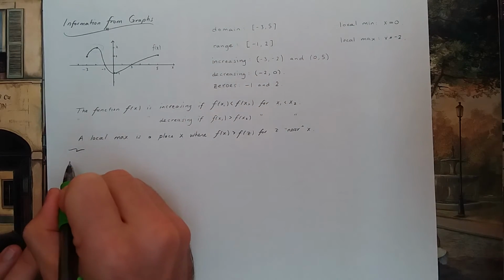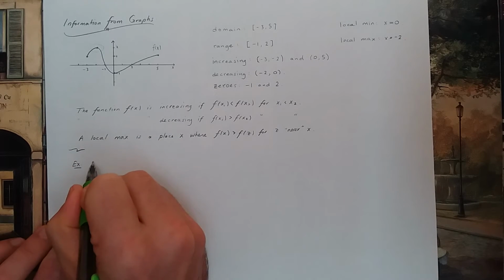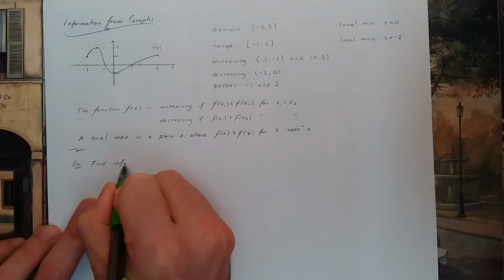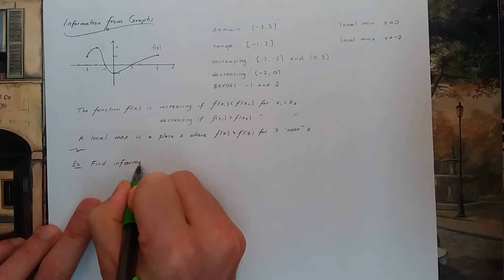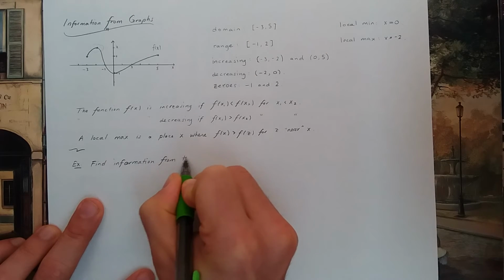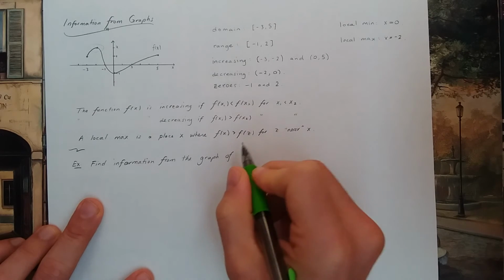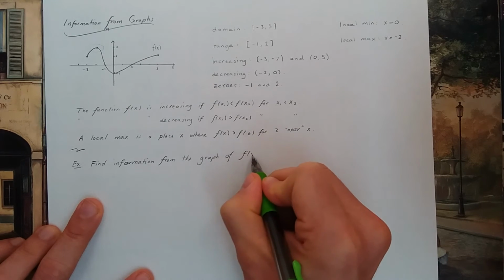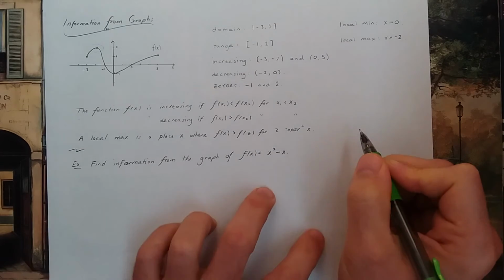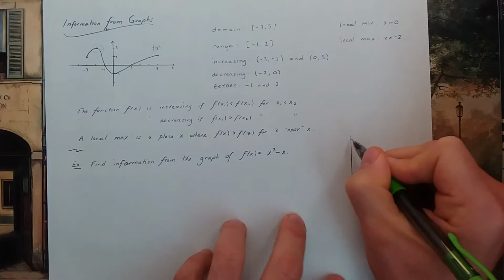Let's do this one more time. How about let's find information from the graph of, how about f of x is x squared minus x. So we need the graph here. This is the graph of a parabola.